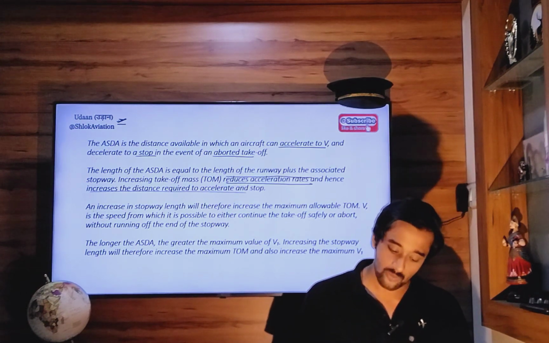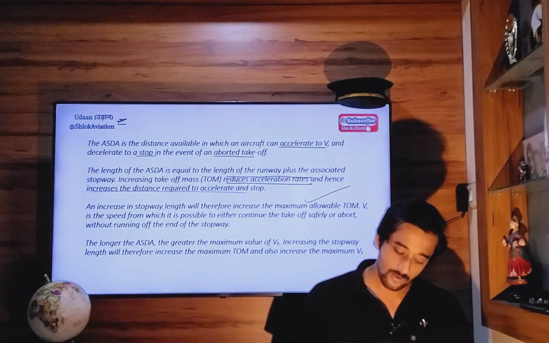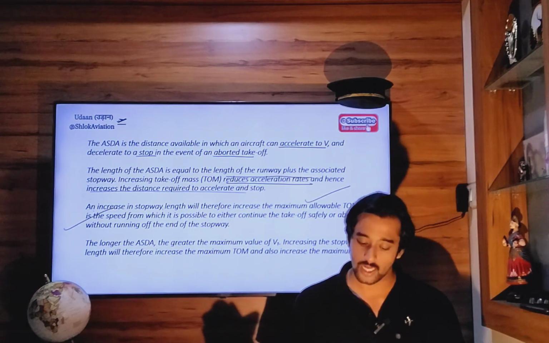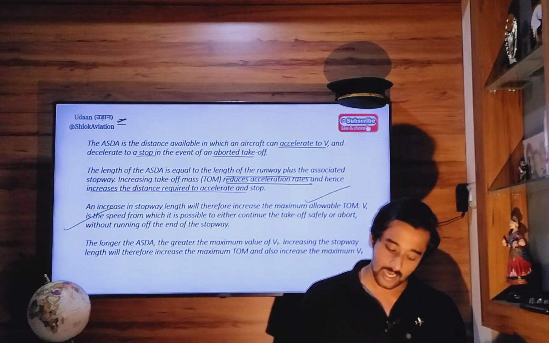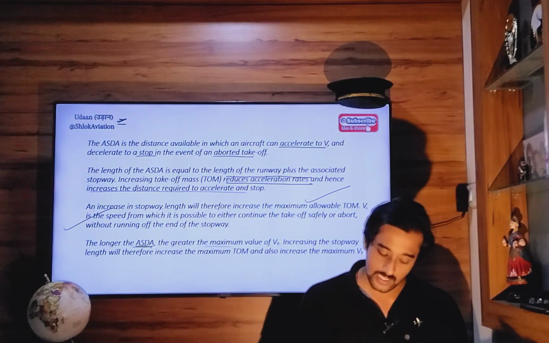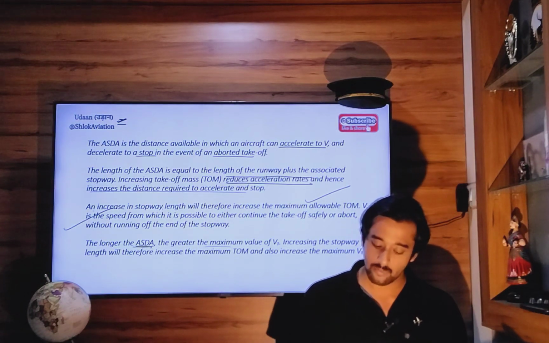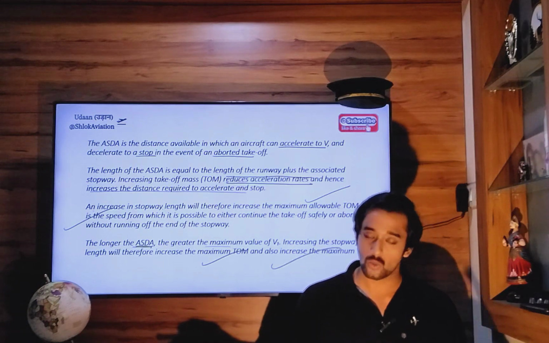An increase in stopway length will therefore increase the maximum allowable takeoff mass. V1 is the speed from which it's possible to either continue the takeoff safely or cancel it. The longer the ASDA, the greater the maximum value of V1 speed. Increasing the stopway length will therefore increase the maximum takeoff mass limitation and also increase the maximum V1 speed.